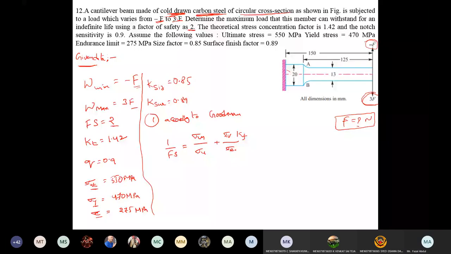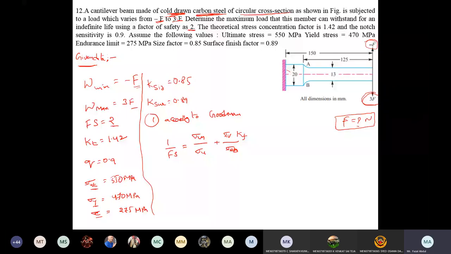This is the bending, because here I am taking the bending, since this is a cantilever beam. This diagram is a cantilever beam. At the end of the cantilever beam, the load is going to vary. Sometimes it is negative, sometimes positive. Whatever the load may be, it is going to subject the beam to bending. So here I am considering the bending load factor.